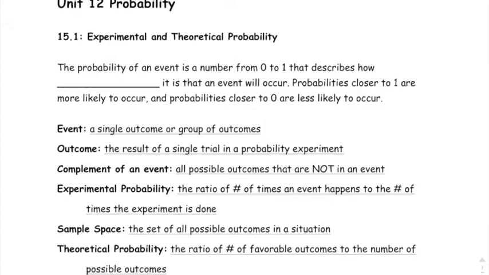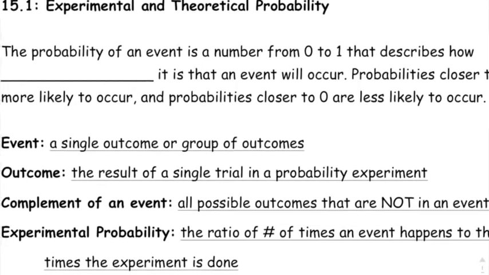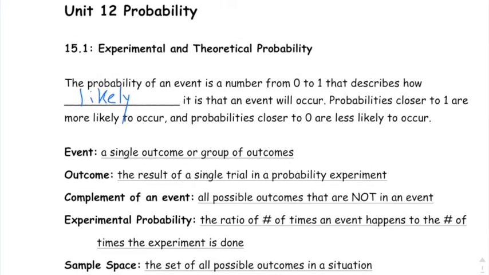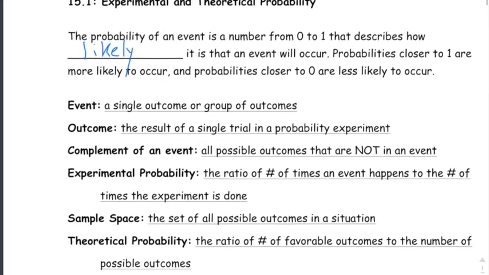The probability of an event is a number from 0 to 1 or from 0% to 100% that describes how likely it is that an event will occur. Probabilities closer to 1 are more likely to occur, and probabilities closer to 0 are less likely to occur.